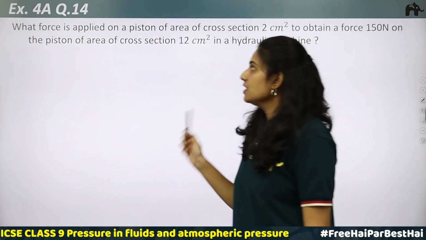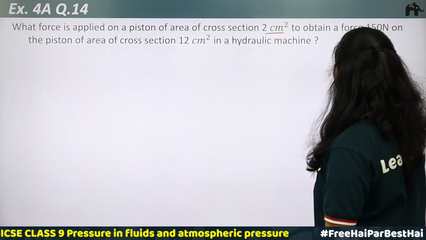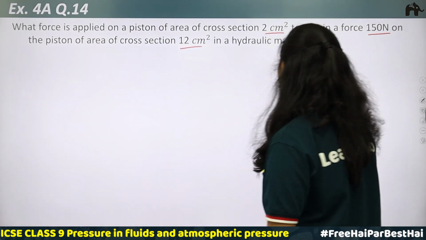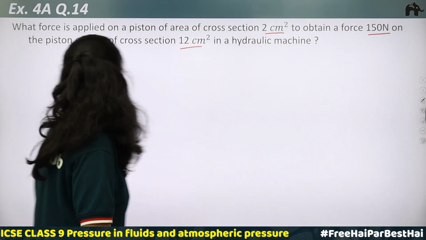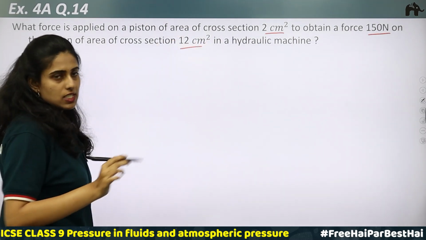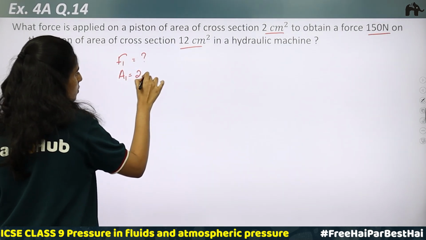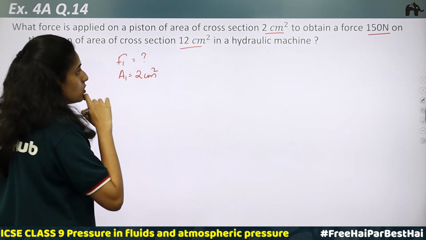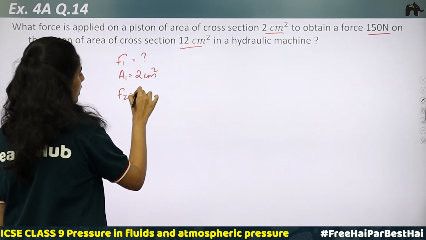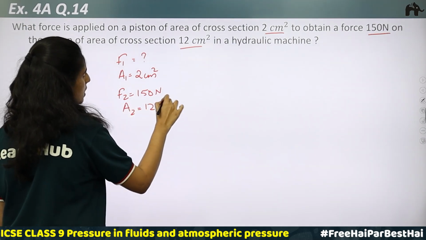Question number 14 of exercise 4A. What force is applied on a piston of area of cross section 2 cm square to obtain a force 150 newton on the piston of area of cross section 12 cm square in a hydraulic machine? So here we have to find the force applied on a piston of area of cross section 2 cm square. Let this force be F1. A1 is equal to 2 centimeter square. To obtain a force of 150 newton on the piston of area of cross section 12 centimeter square. So, F2 is equal to 150 newton, A2 is equal to 12 centimeter square.